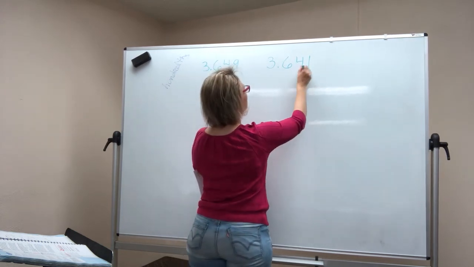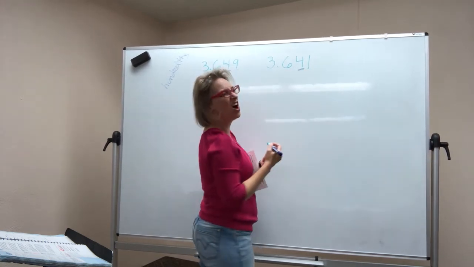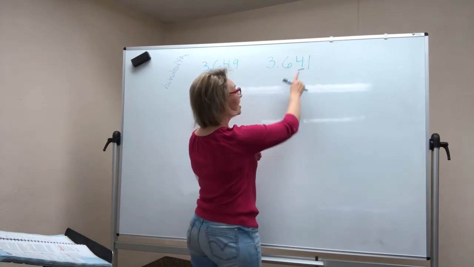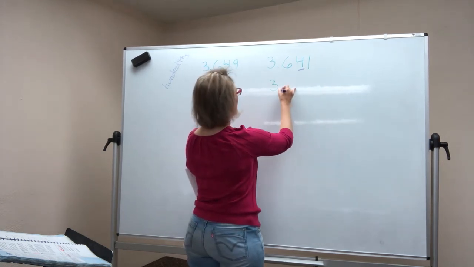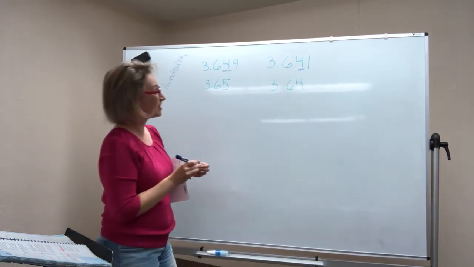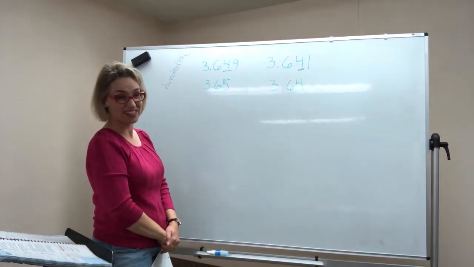Here's my hundredths right there at the 4. I look to the right. It's a 1. It's a little puny number. So what I do is I just leave it at 4. You don't go down or anything. You would just leave it at 4, and there it's 3.64, 3 and 64 hundredths, and you're done. Okay, does that make sense?